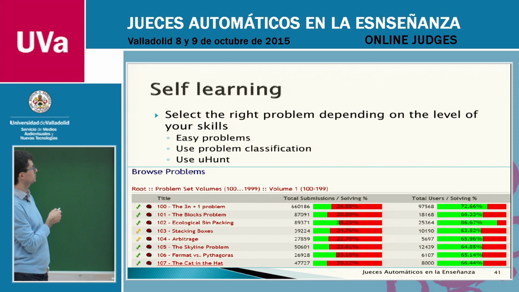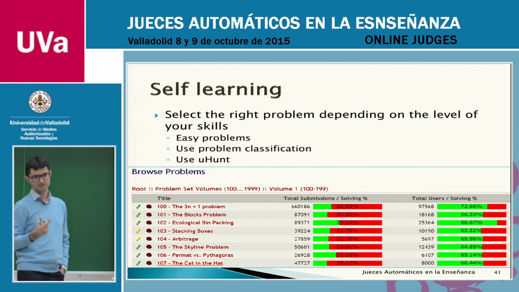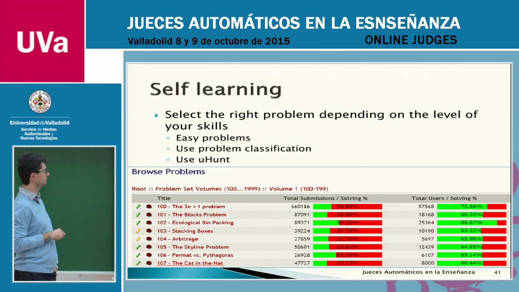One of the key points is to select the right thing to do, because if you start with a very complicated thing, you lose the motivation and don't continue working. So you should try to find easy problems, or at least problems that adapt to your skills. If you are a good programmer, you can try very hard things.